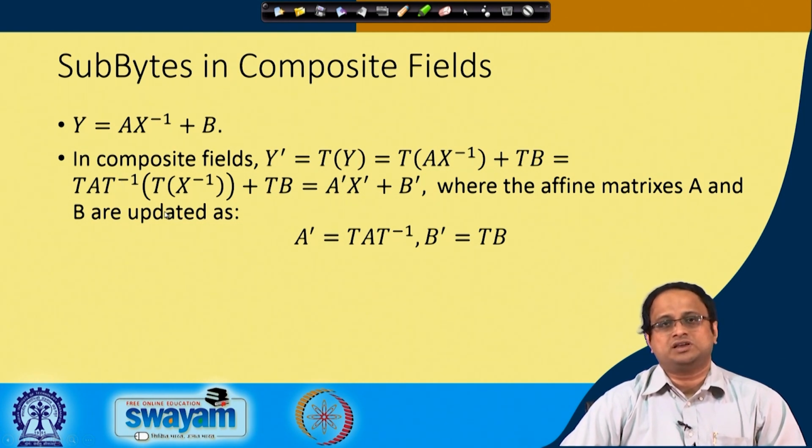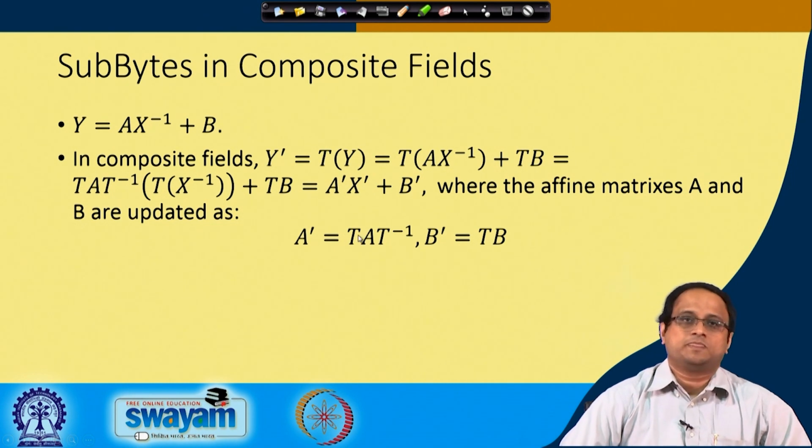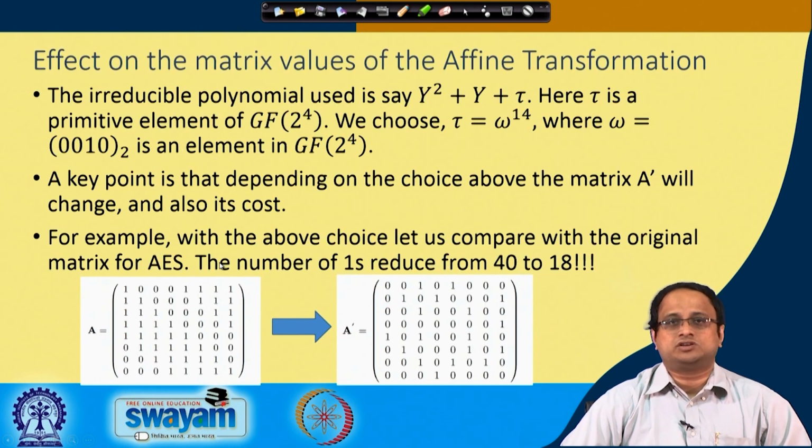But when I am doing the mapping in GF((2^4)^2), I cannot apply A and B as my affine matrix and vector choices. Rather, I have to replace them by the matrices T A T inverse and T B, that means A dash and B dash. Once you have done that, you can do this computation, and there are some interesting observations you can make at this point to understand the advantages of these chosen parameters.